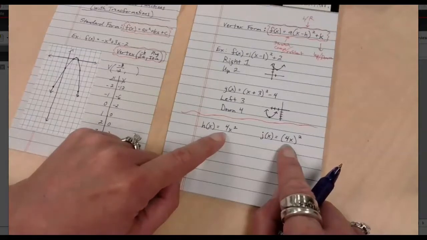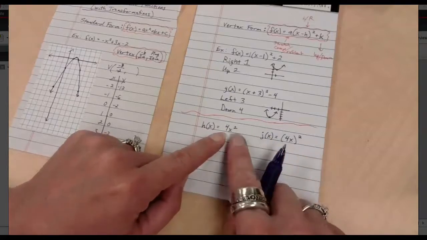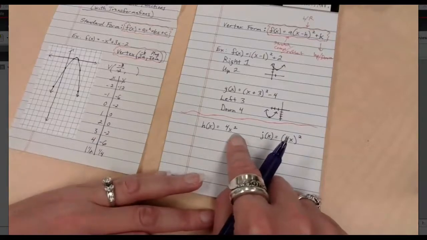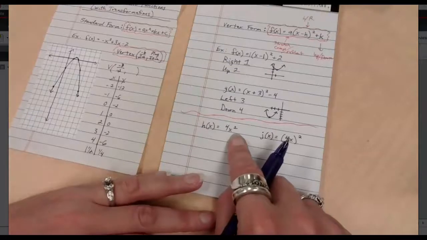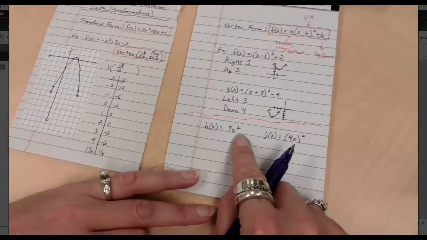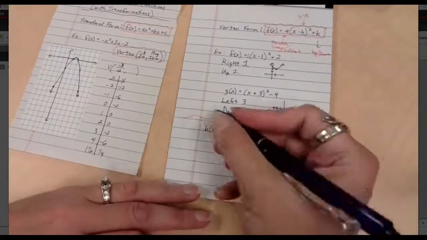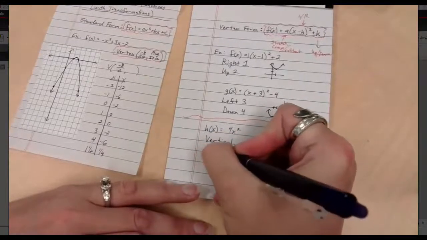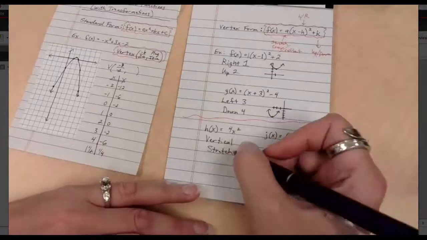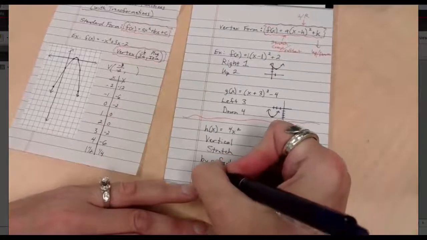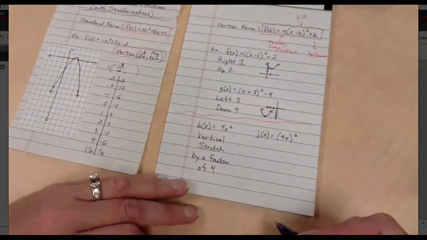With this, 4 is being multiplied times the x squared. So whatever's coming out of this function, we're going to multiply it times 4. Well, what comes out of functions? Y values. And we're multiplying the y values times 4. Y values go up and down. This is a vertical stretch, because it's up and down, by a factor of 4. Vertical stretch by a factor of 4.